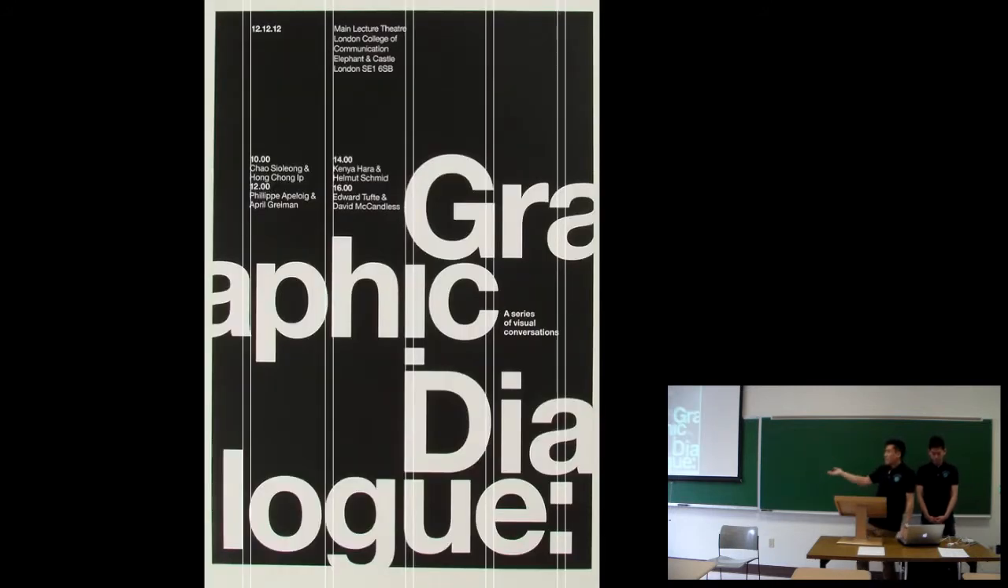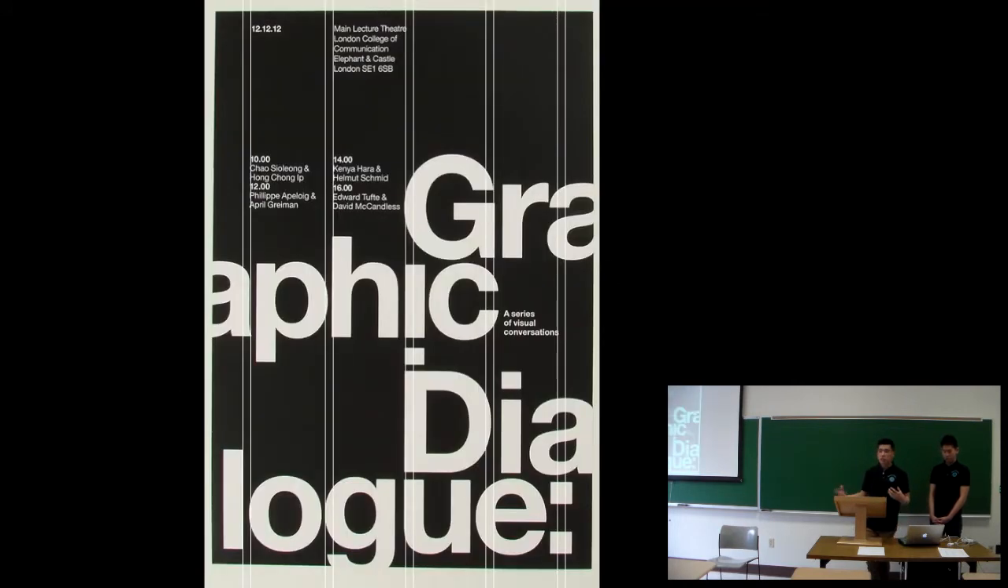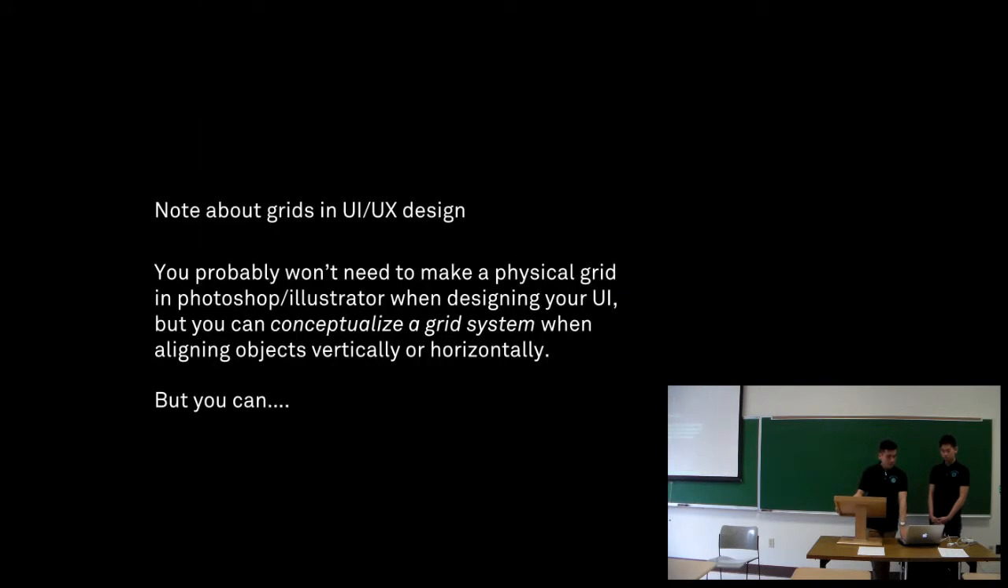So here's an example. Again, we're going to look at the graphic dialog poster. It's a really good one. You can see how everything is aligned to a certain column layout, and that really helps structure the content. But it's still kind of chaotic when you look at it, which is a really interesting visual trick because it's structured, but it doesn't feel structured at the same time.